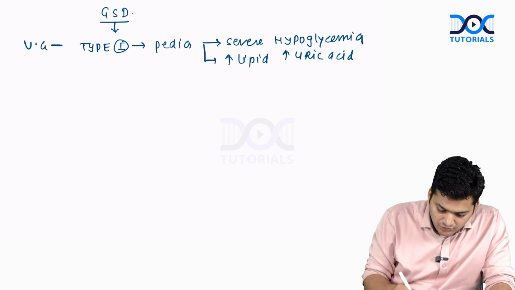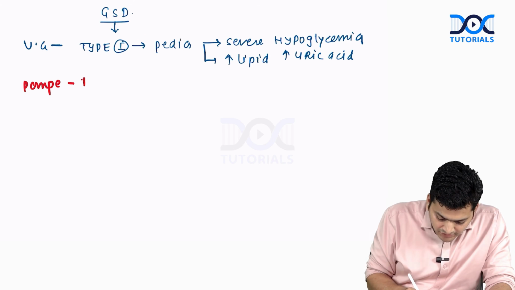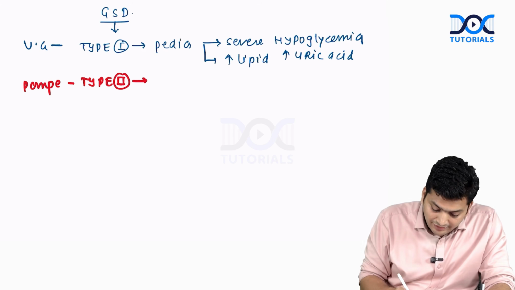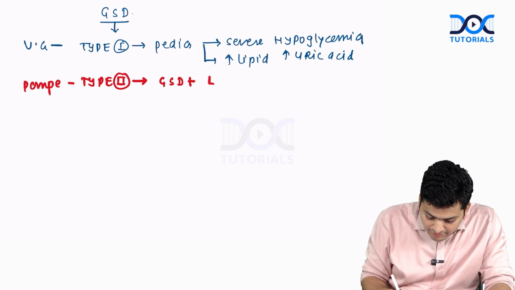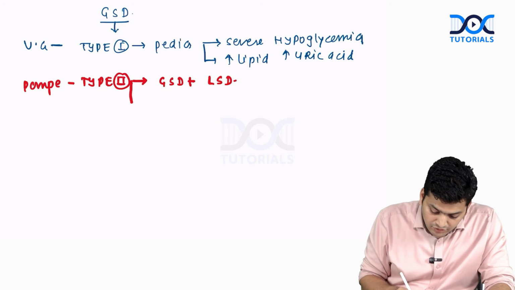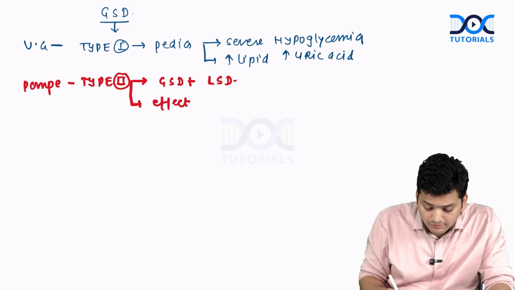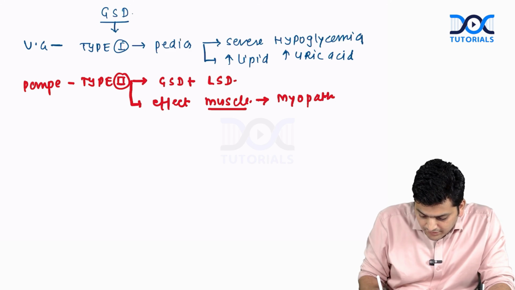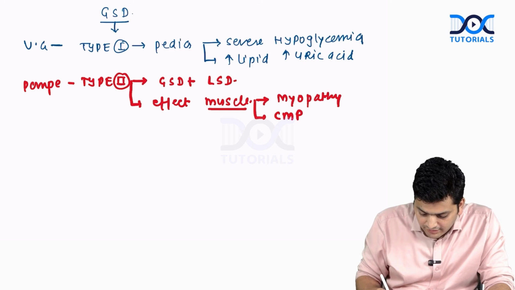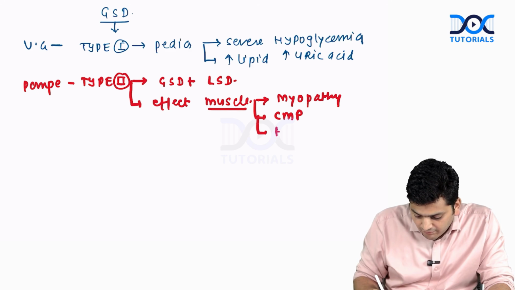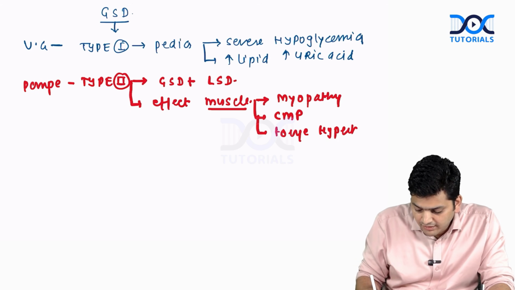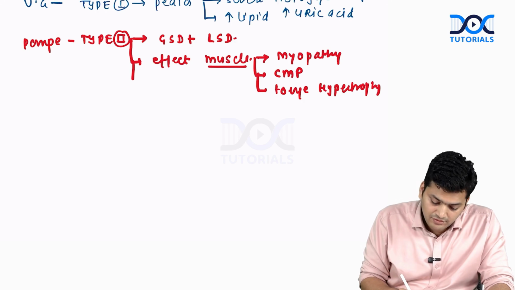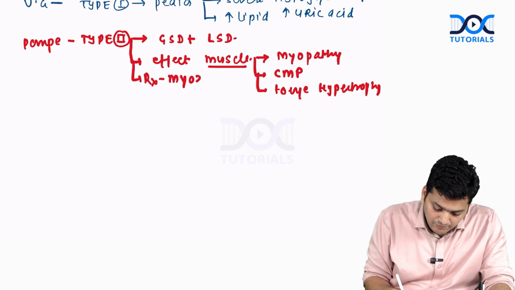Then we have discussed type 2, that is called Pompe. In Pompe disease, it is going to affect the muscle, and it is a glycogen storage disease. At the same time, it is a lysosomal storage disease also. The patient is going to have myopathy. It is also going to affect the cardiac muscle, the cardiomyopathy. There is going to be tongue hypertrophy. So basically, there is going to be a problem with the muscles. And for the treatment, you will give myozyme. Right? The enzyme replacement therapy you will do.